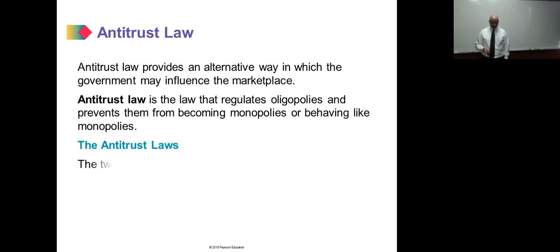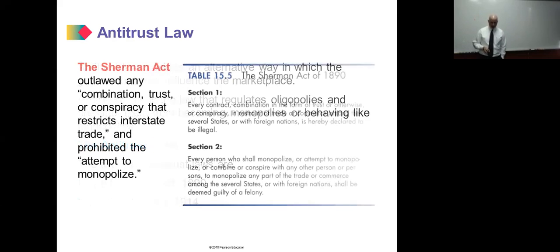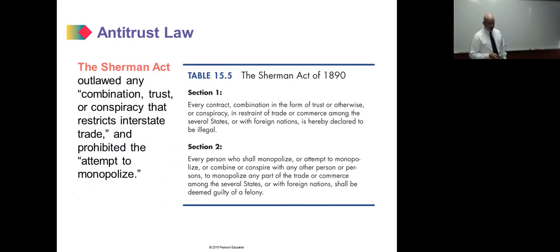Antitrust laws. First, we're going to look at the Sherman Act of 1890 and the Clayton Act of 1914. Sherman Act comes in two sections. The Sherman Act outlawed any combination, trust, or conspiracy that restricted interstate trade and prohibited the attempt to monopolize.